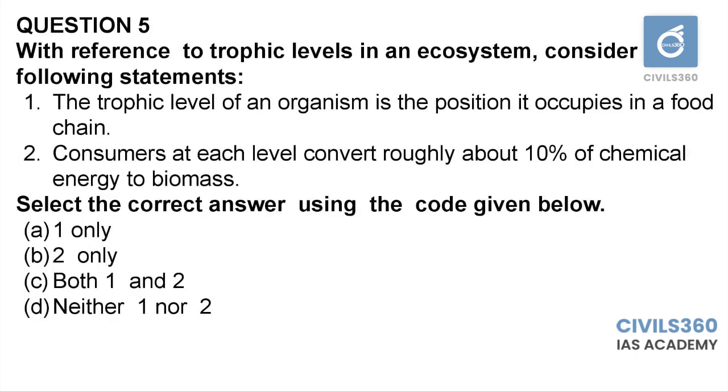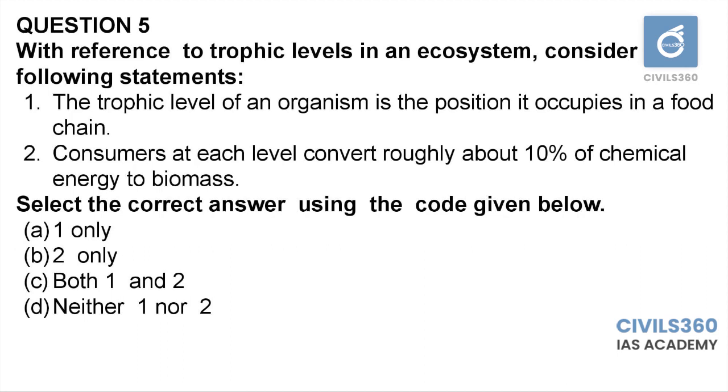Question number 5. With reference to trophic levels in an ecosystem, consider the following statements. Statement 1. The trophic level of an organism is the position it occupies in a food chain. Statement 2. Consumers at each level convert roughly about 10% of chemical energy to biomass. So you all might know what a trophic level is. It's the position that it occupies in a food chain.